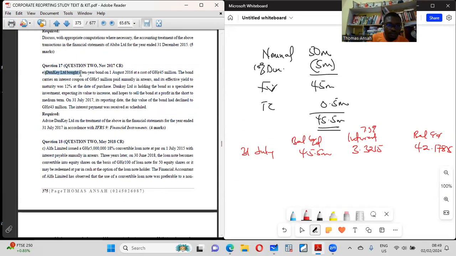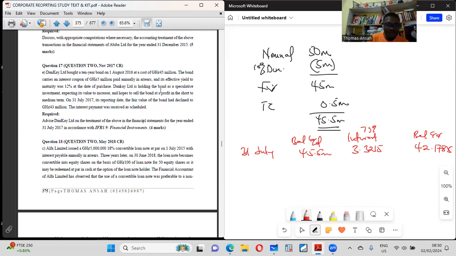What about this one? Dan K bought 10. Okay, on August 2016 at a cost of 45 million. The bond carries a coupon of 5 million paid annually in arrears, an effective yield of 12%. So that's the effective rate on that date. Dan K is holding the bond as a speculative investment, expecting its value to increase, and hopes to sell the bond in a short to medium term. On 31st July the reporting shows that the fair value had declined to 43.